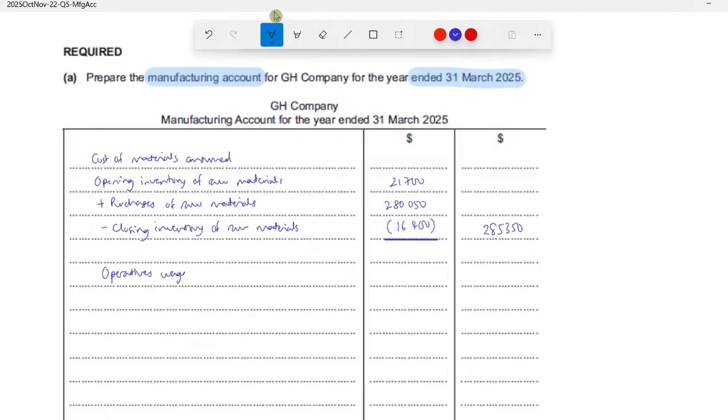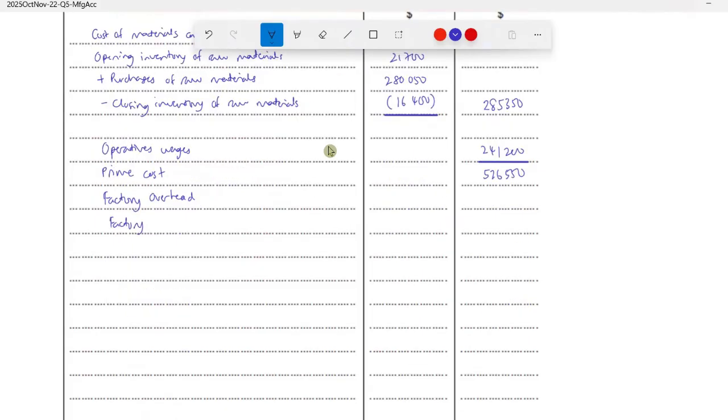Right, the factory operators' wages. Now we sum up all direct expenses to obtain the prime cost. $526,550. Now we're going to list out all the factory overhead expenses. Factory overhead expenses refer to all indirect expenses. The first one being the factory supervisor's salary.